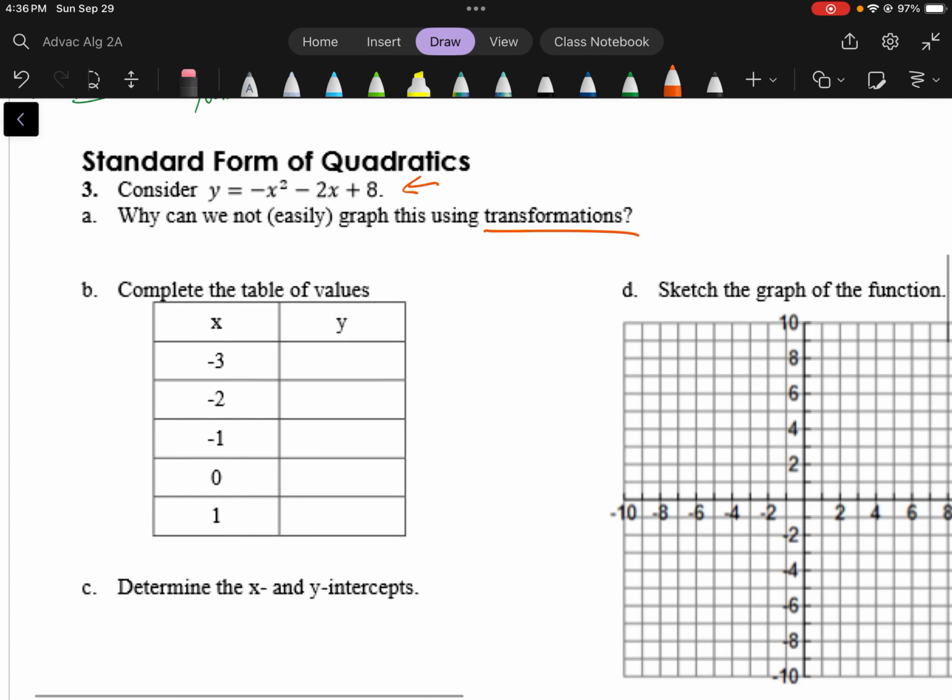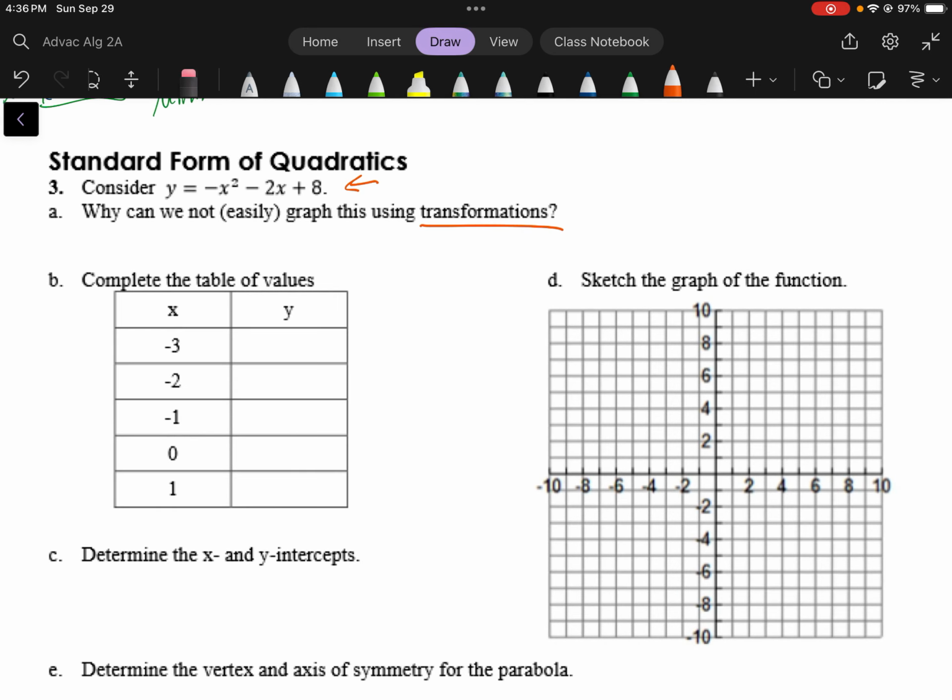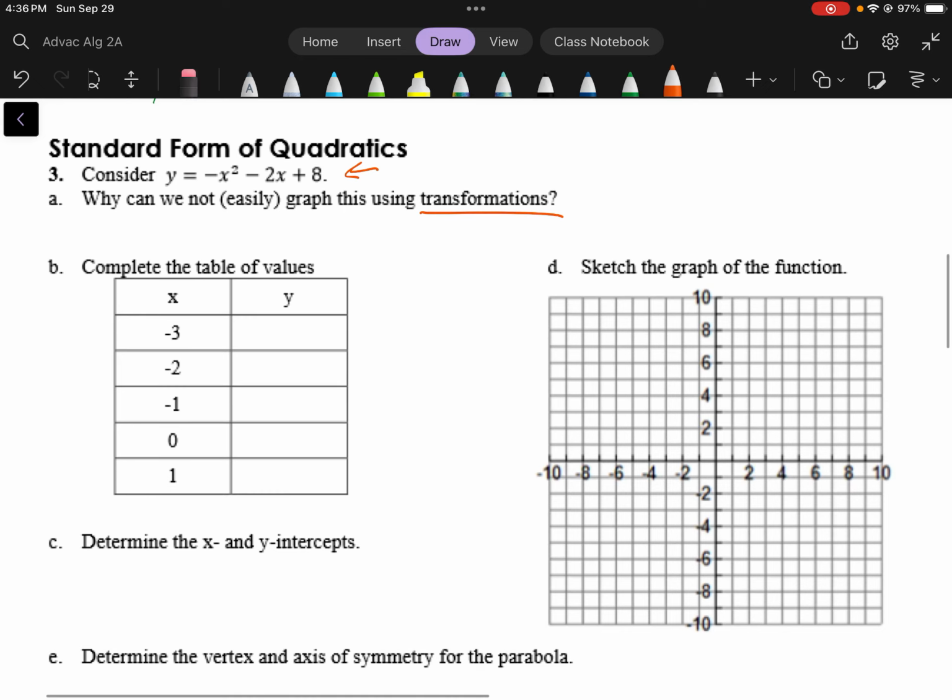So what we can do is complete a table of values by just plugging them in. So for this first one, I can substitute in -3: negative (-3) squared minus 2 times -3 plus 8, and I can get the y value that's going to be outputted for that. So let's see, -3 squared would be 9 times a negative is -9. That's plus 6 plus 8. So that's 14 minus 9 would be 5.